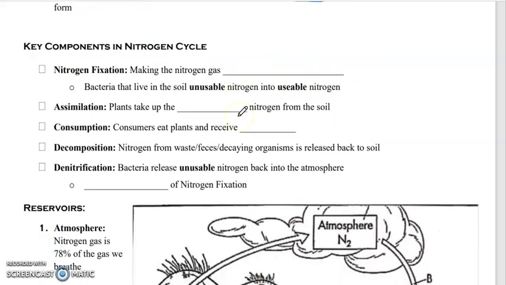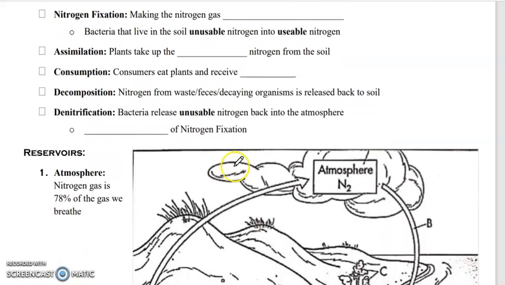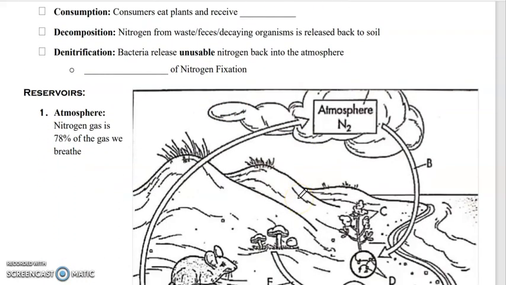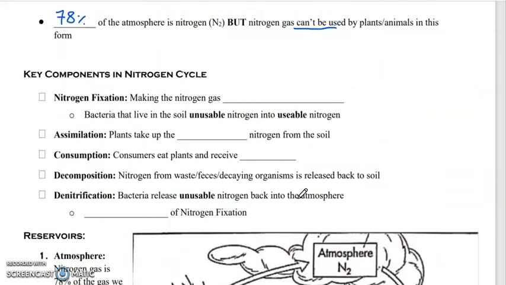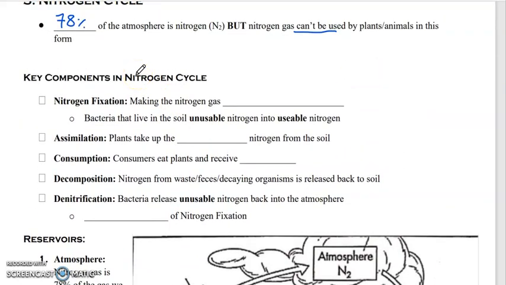So here are the components. We've got our reservoirs, and then we have the diagram here. The first thing we said is we have to fix this problem of how the nitrogen in the air is the wrong type. It's in the wrong chemical bonds. So the first step is something called nitrogen fixation. I like to think it says fix. This is where we fix the problem. It's going to make the nitrogen gas usable.